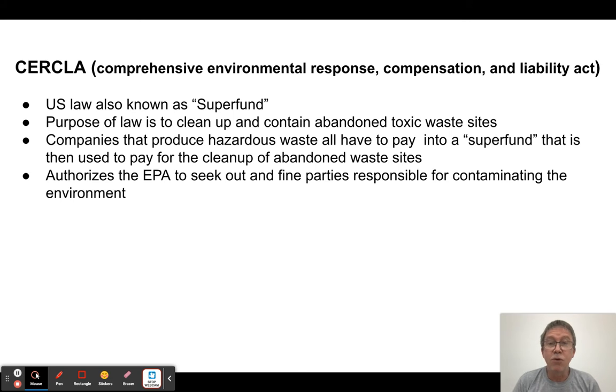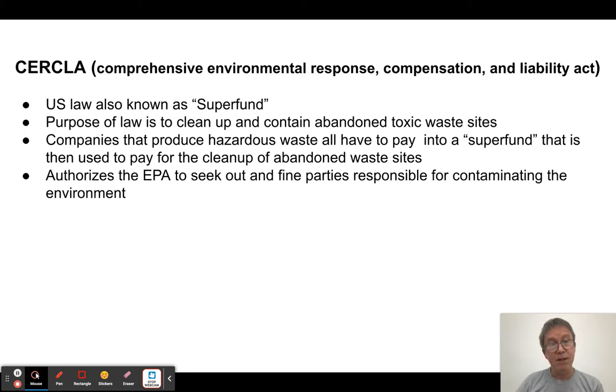I'm going to suggest that if you learn to say this as CERCLA, just think Superfund. That's what it's about. CERCLA established the Superfund. Now, the Superfund basically is a pot of money that anyone who's going to manufacture, I think it's mainly manufacturers. If you're going to manufacture hazardous wastes, hazardous chemicals that will eventually become hazardous waste, then you have to pay, even if you haven't polluted at all.